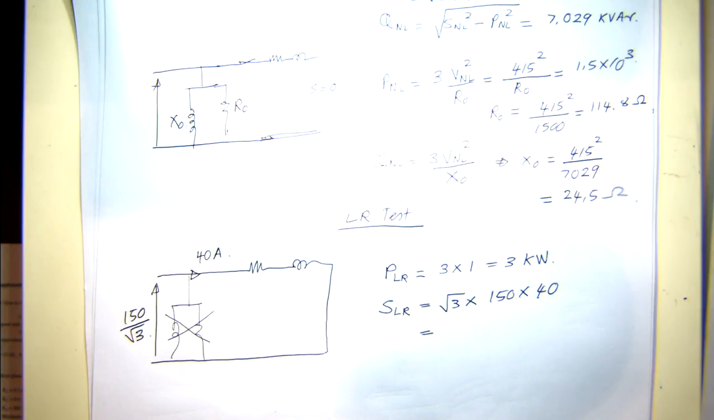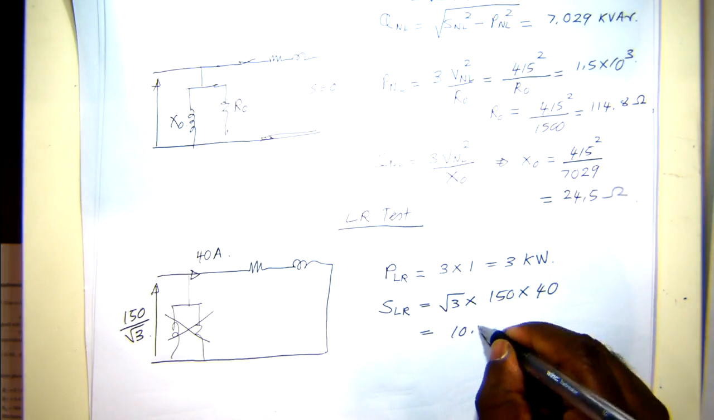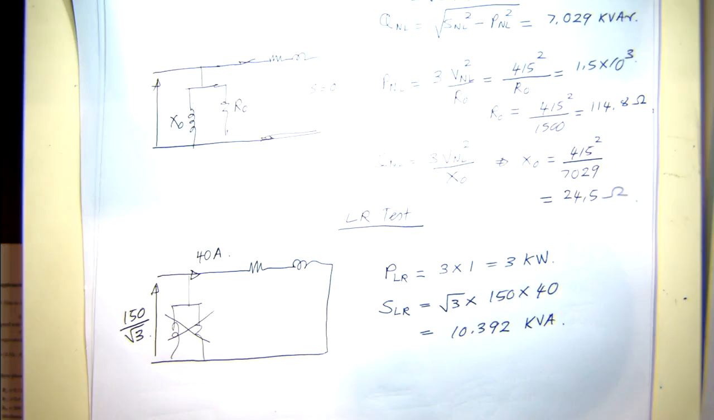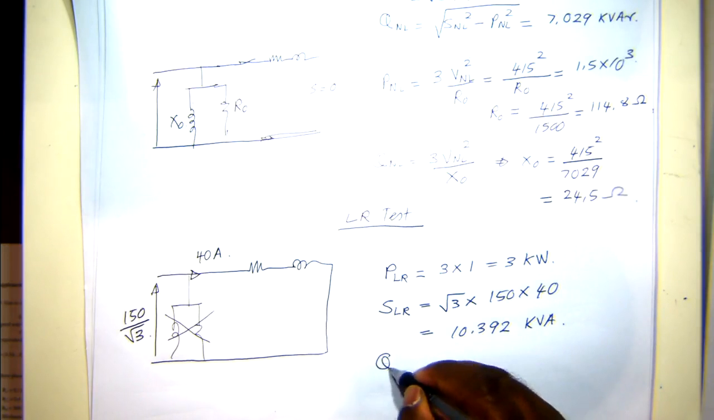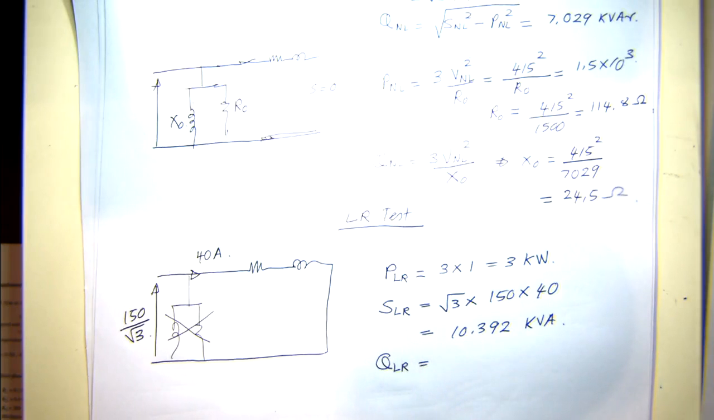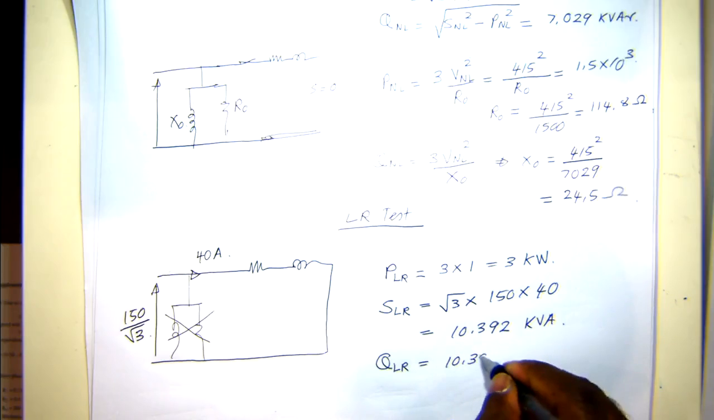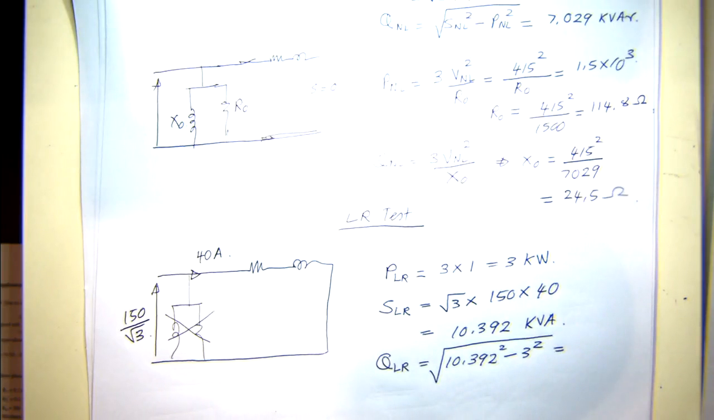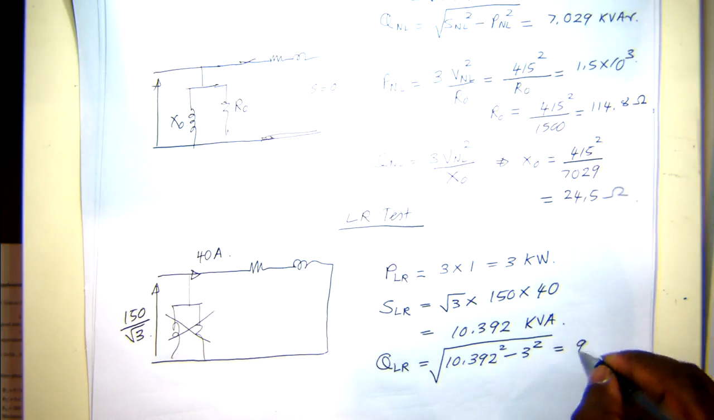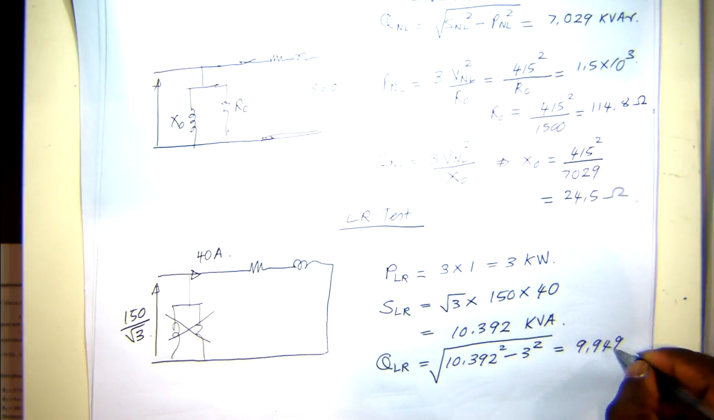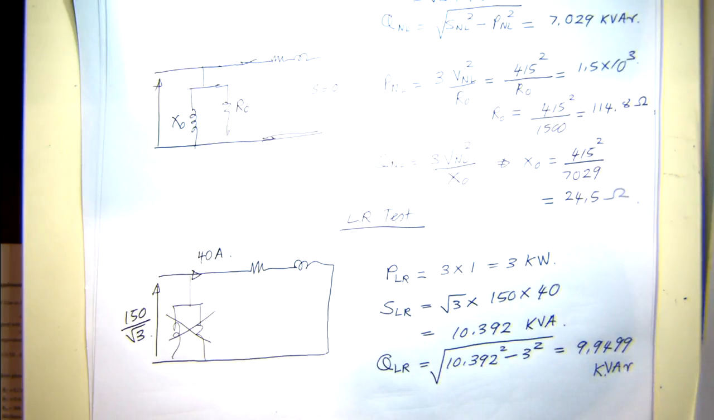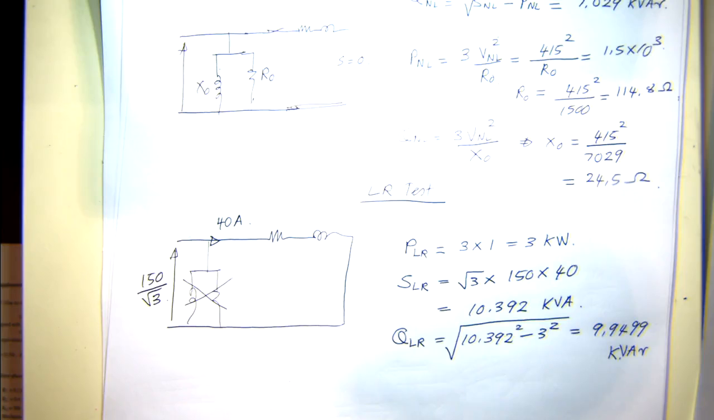So I'll write it as kilowatt, so that will be 10.392 kVA, that's the apparent power. And then we can figure out the reactive power, that's the square root of S squared minus P squared, so 10.392 squared minus 3 squared, square root, that will give you the reactive power. So that will be 9.9499 kVAR. That's for the total reactive power.